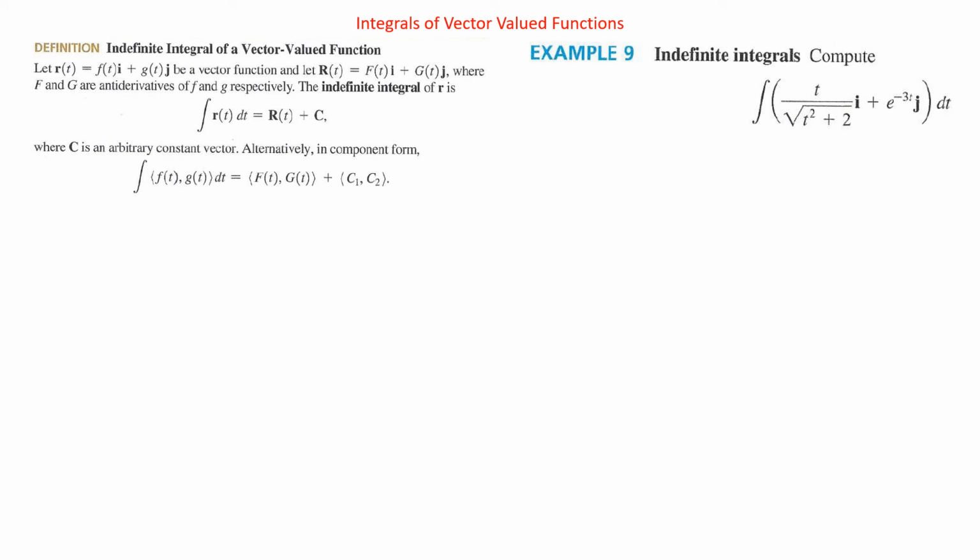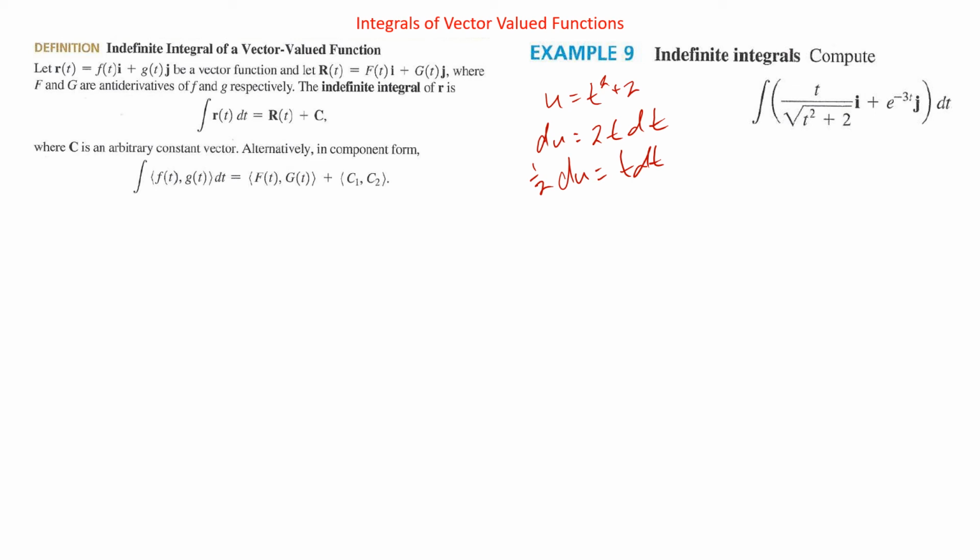So let's look at an antiderivative here. We're going to take the antiderivative of each of these separately. So the first one, we get t over square root of t squared plus 2. This is going to be a u substitution type problem. We'll have u equal t squared plus 2. So du equals 2t dt, which means 1/2 du equals t dt.